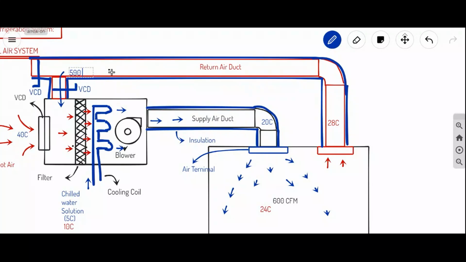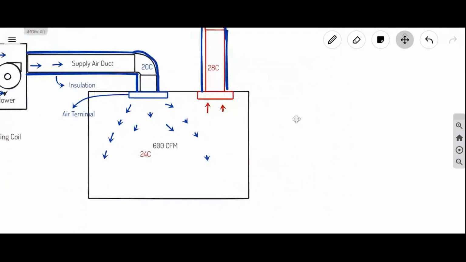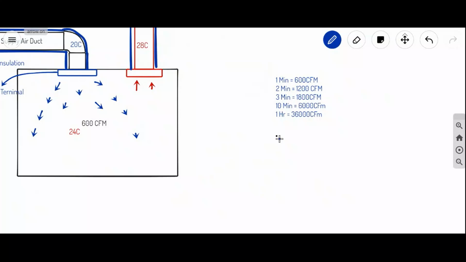590 CFM of return air. How much? 590 CFM of return air, and we'll exhaust 10 CFM of return air. 10 CFM exhaust करो, 590 CFM वापस ले लो, and add 10 CFM of fresh air. फर्स्ट मिनट में 10 CFM ऐड किया, सेकंड मिनट में 10 plus 10, second 20 CFM of fresh air added.